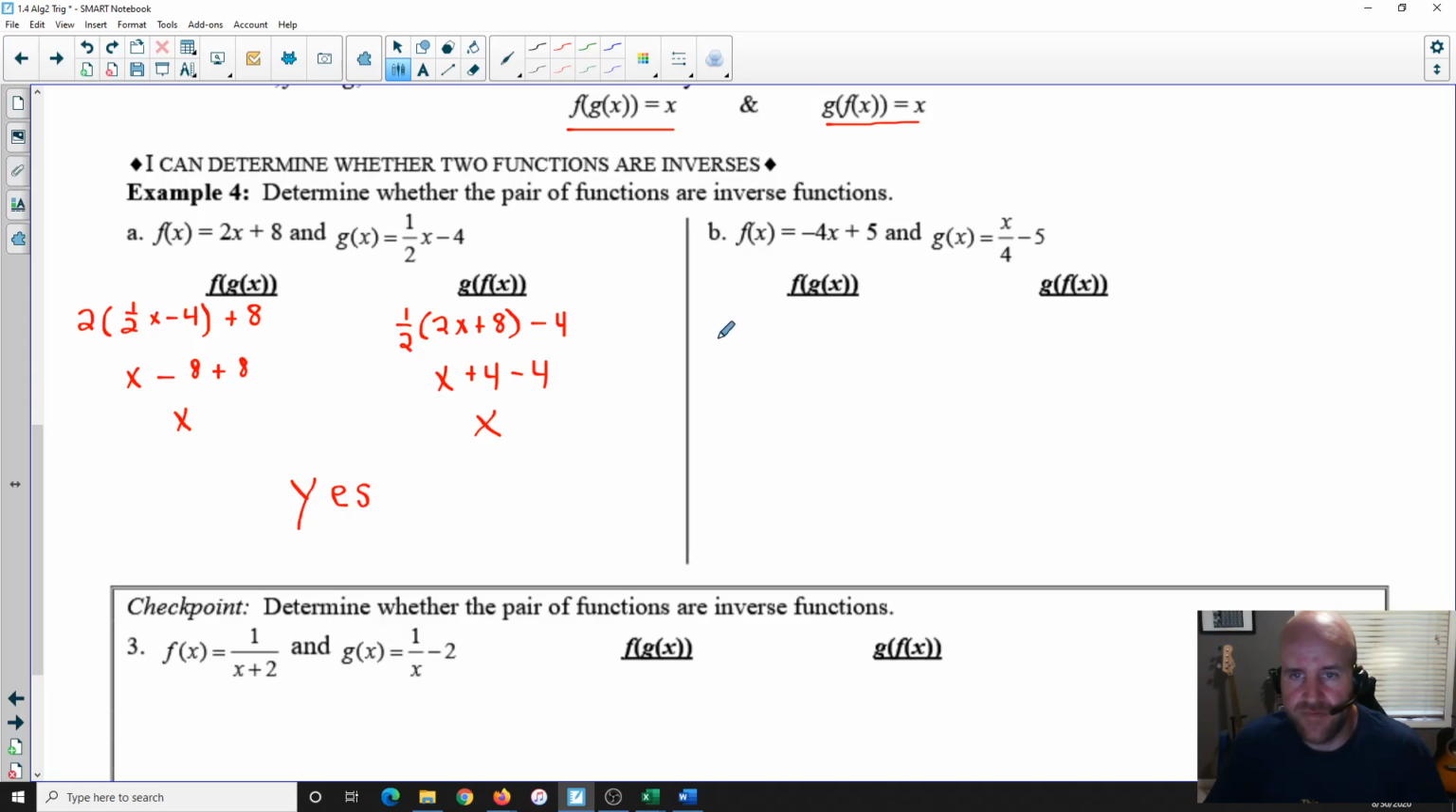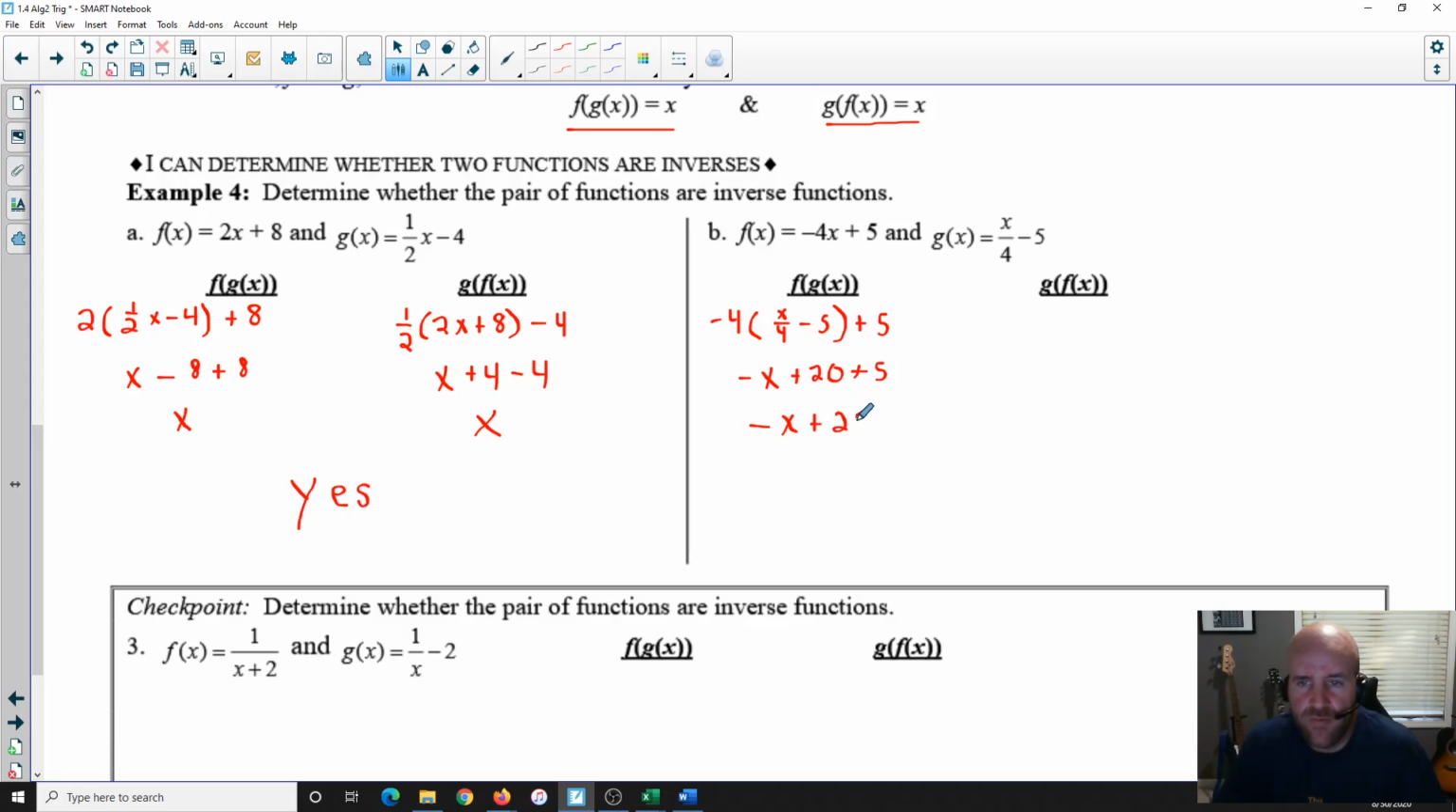G goes inside of f. Negative 4 times x over 4 minus 5, plus 5. So go ahead and distribute the negative 4 in. So negative 4 times 1/4 would just be negative 1, so we get a negative x here. Negative 4 times negative 5 is a positive 20. And that plus 5 drops down, and we end up with negative x plus 25.